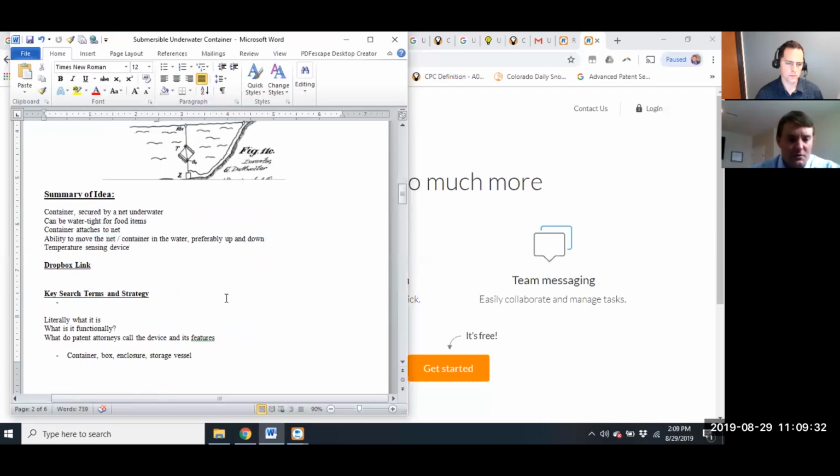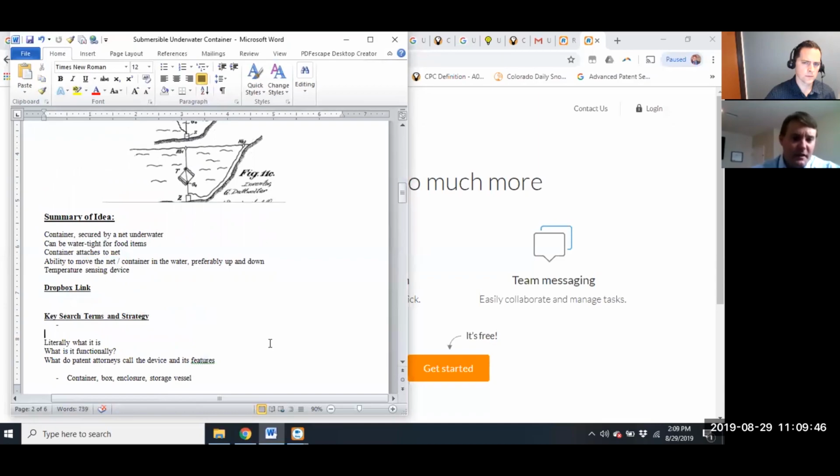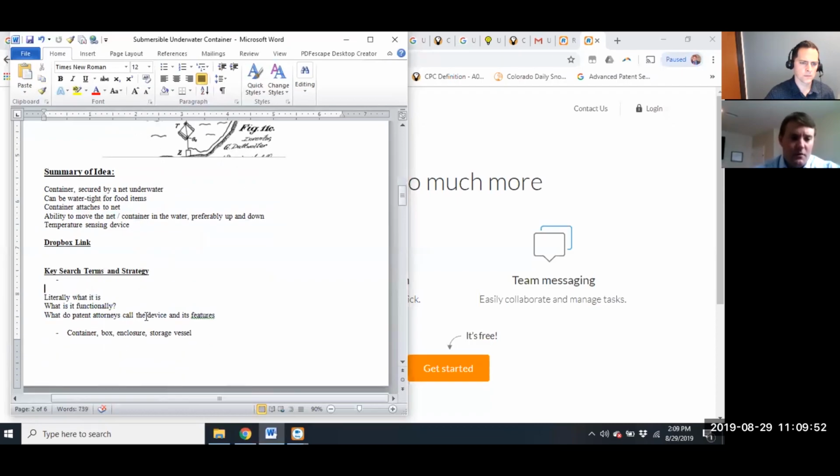So what you want to do here is, I laid out three things, just guidance I would give an inventor looking into how they want to do a search: say, literally, what is it? It's a box with a rope, with a net, with a line, with a tether, with a thermometer, temperature gauge, pressure sensor, depth sensor. You can use words like that that can be helpful.